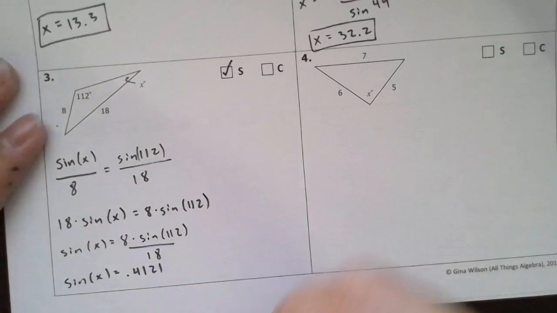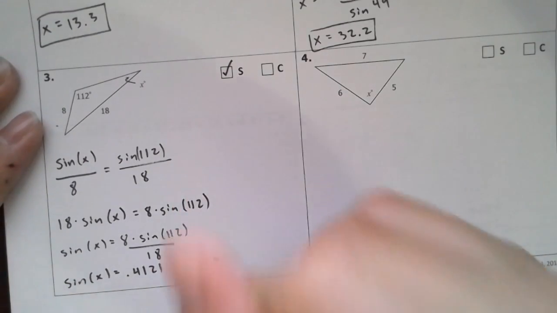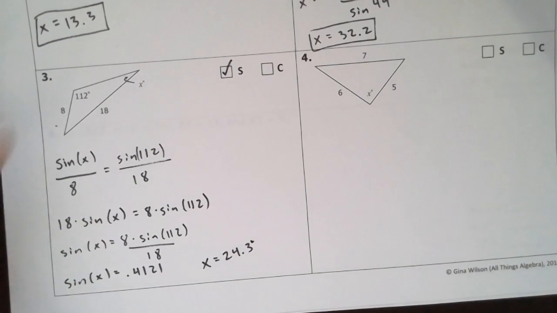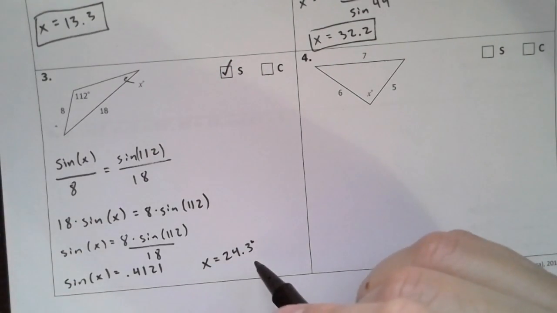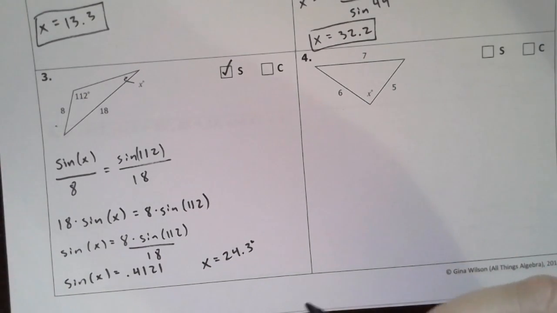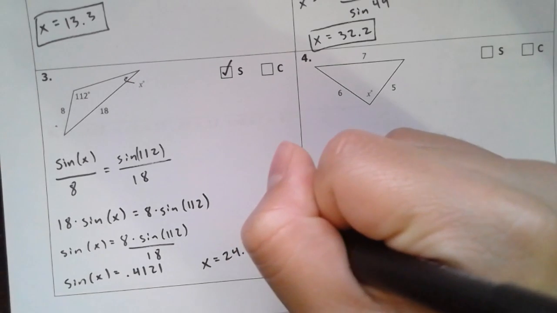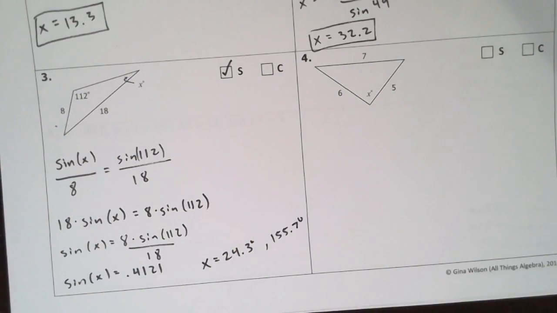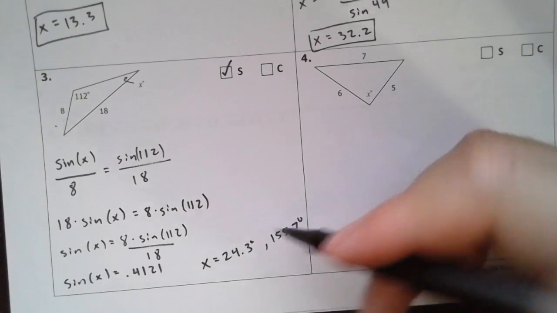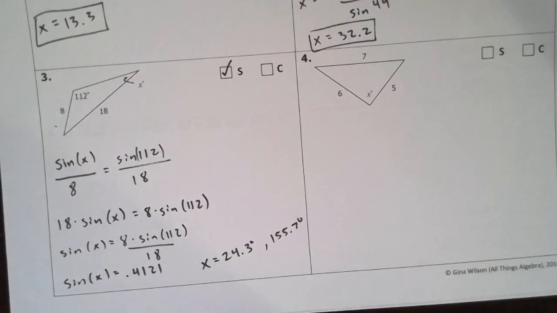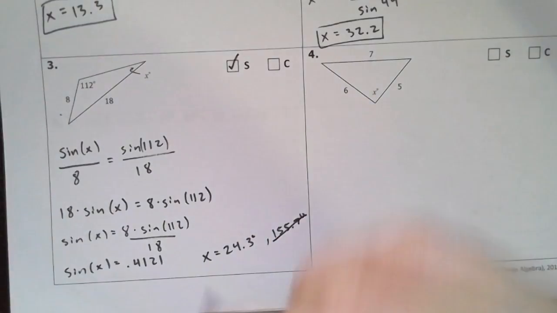When you take the inverse sine, you're going to get that x is equal to 24.3, and then recall that you have to check your solutions, right? So subtract this from 180. The other solution you're going to get is 155.7 degrees, and 155 plus 112 is clearly above 180, so then you know that's not a solution.